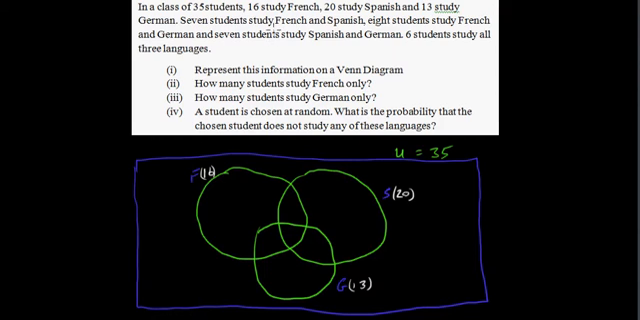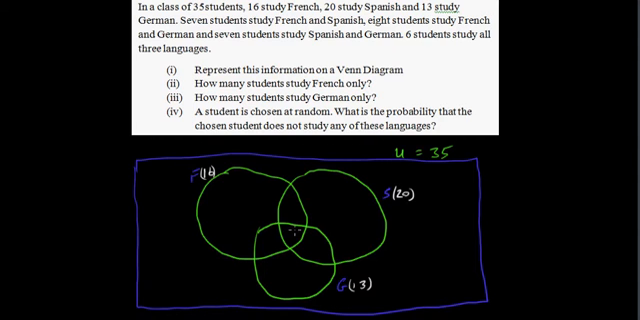7 study French and Spanish. Now French and Spanish is here. Now that's divided up into 2 sections. Again, I don't know how to split that 7 up, so I can't put any numbers in here yet. 8 study French and German, that's here. Again, I don't know how to split that 8 up. And 7 study Spanish and German. So Spanish and German again is here, that's where these 2 circles overlap. 2 sections, so I don't know how to split that 7 up as well.